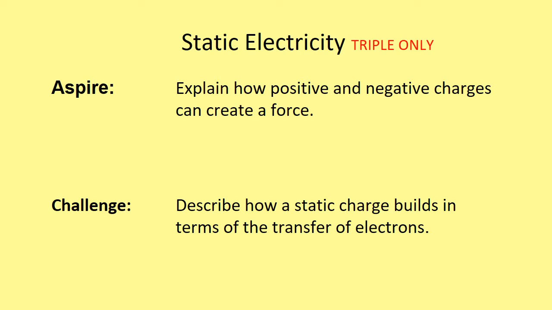Outcomes then. So we're going to try and describe how the static charge builds up. And we're always going to be talking about electrons. I'm going to be saying the word electrons a lot of times during this lesson. And then the other outcome, we're going to talk about this transfer of the negative charges and how it leaves the positive charge, and how that can create a force that might attract or repel two things.